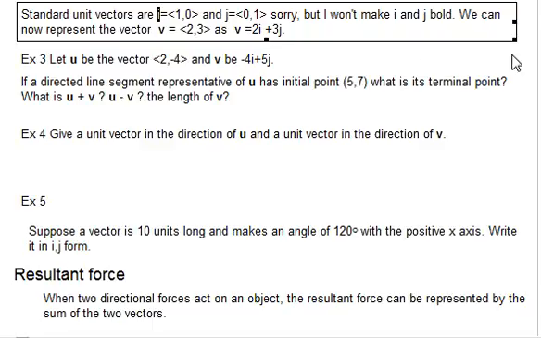And j, the vector j, is the vector 0, 1, and that's a standard unit vector pointing, of course, in the direction of the y-axis, 1 unit long, like this one's in the direction of the x-axis, 1 unit long. And I won't make the i and j bold or use any special characteristics for them.